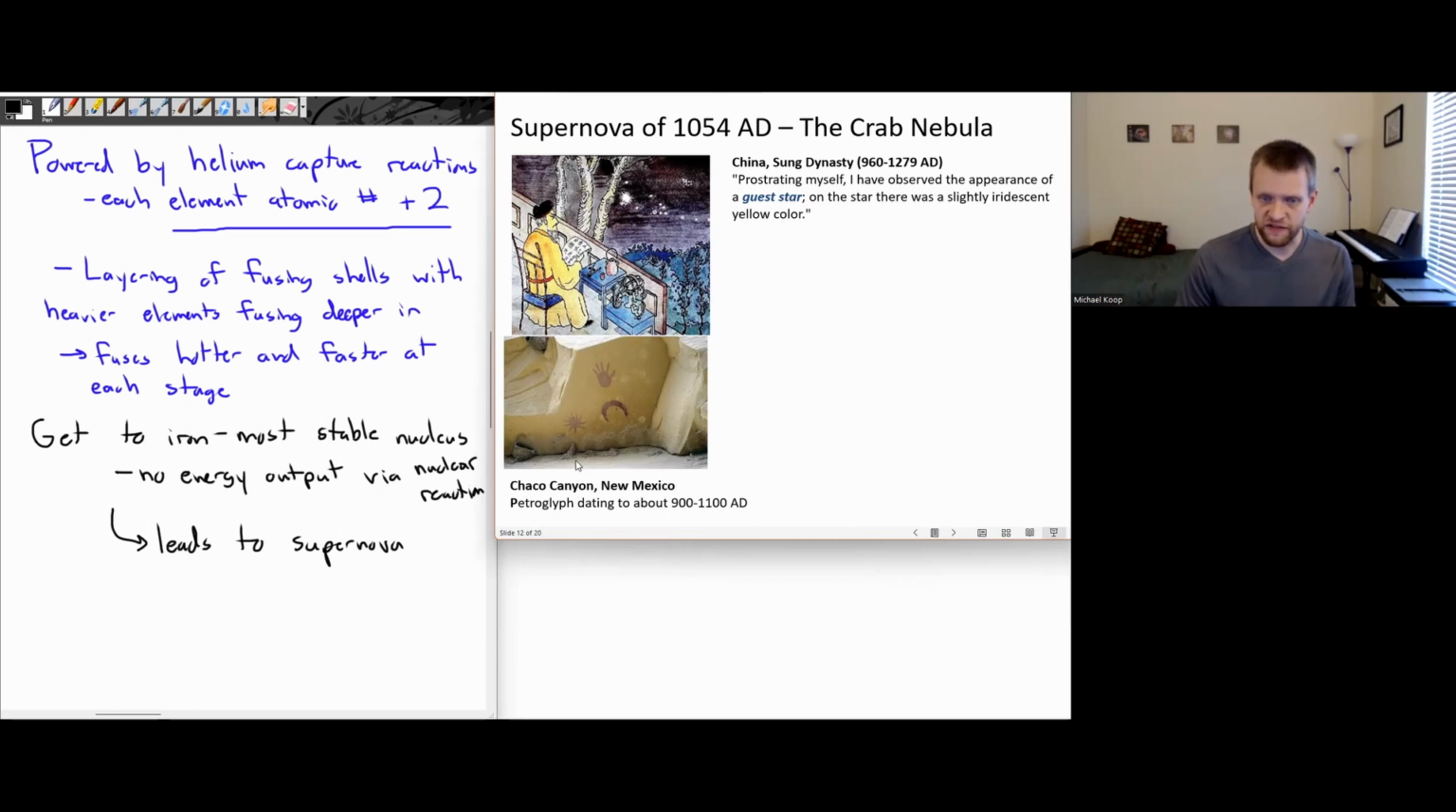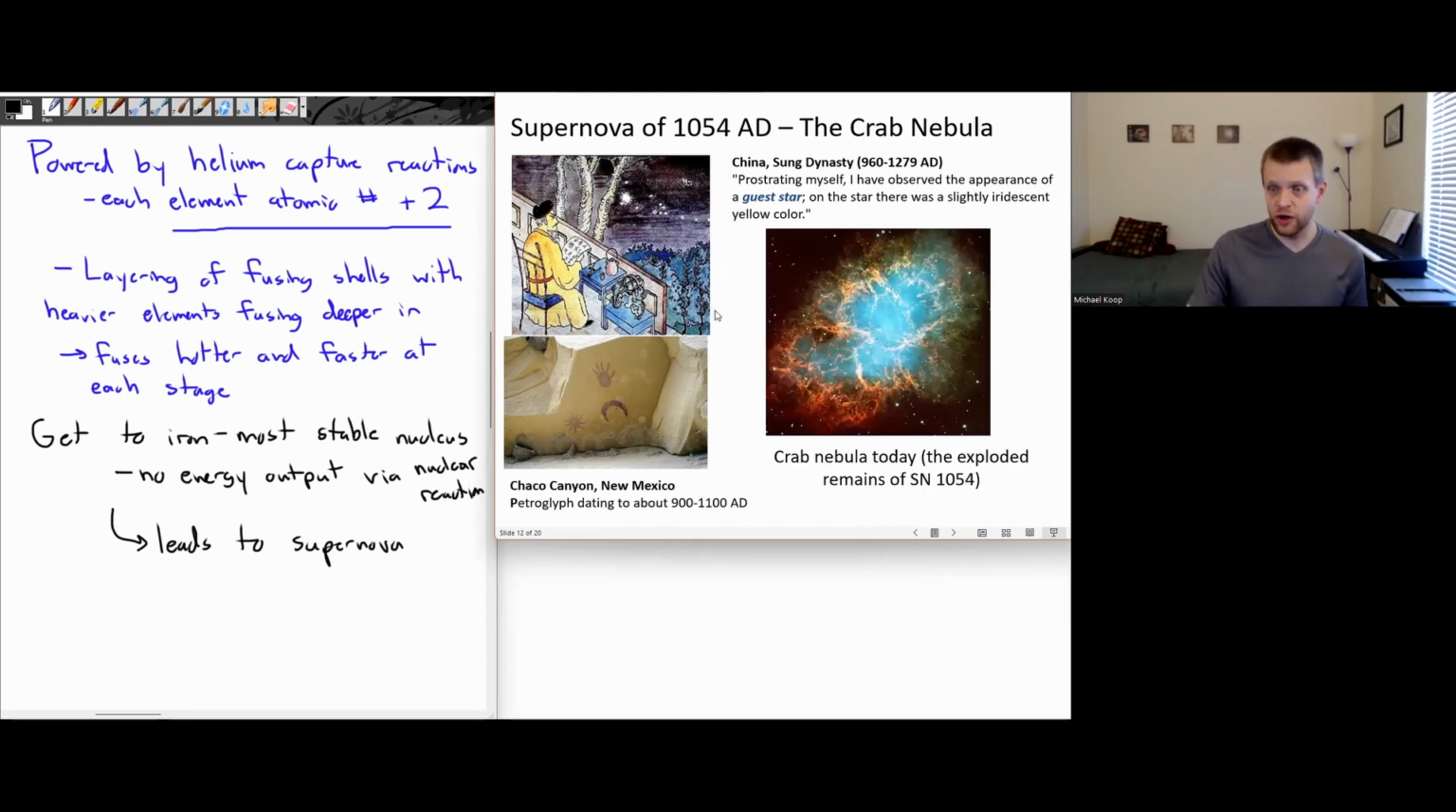There are cave paintings in New Mexico that date to 900 to 1100 AD. There are paintings in these caves that may be actually referring to this Crab Nebula, this new star appearing in the sky. That one we're a little bit less sure of. And now we actually know where the leftover exploded remnants of that star are. This is a picture from, I think, a Hubble image of the Crab Nebula. And we can confirm that this is the leftover exploded remains of supernova 1054.